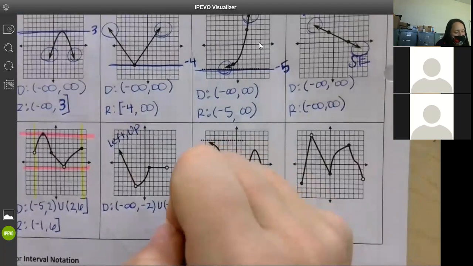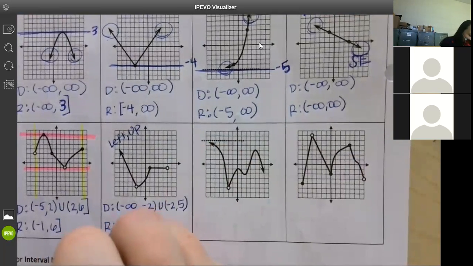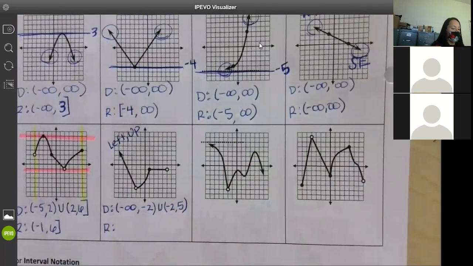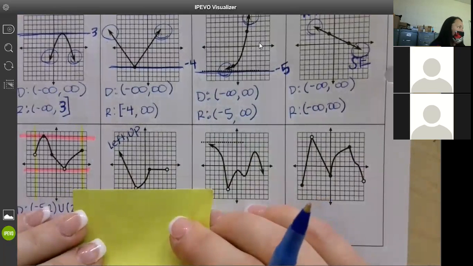Why do I do parentheses? Because it's open. That's it, y'all. That's domain and range. That's all you have to do. All right, range goes from the bottom to the top. So I'm gonna start at the bottom, and there's already an inconsistency at the very bottom.